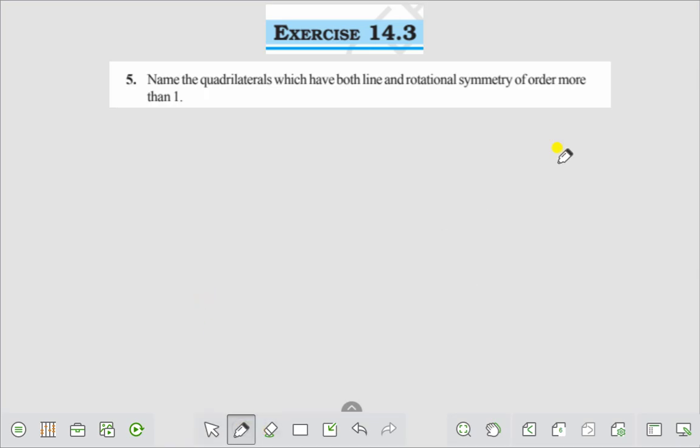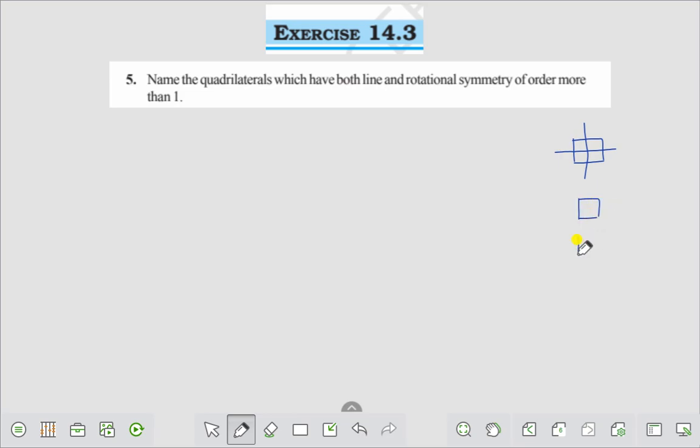We know that if we take a square like this, then it has line symmetry also. This is one line of symmetry. This is also one line of symmetry. And it has rotational symmetry of order more than 1. This is a square, right?